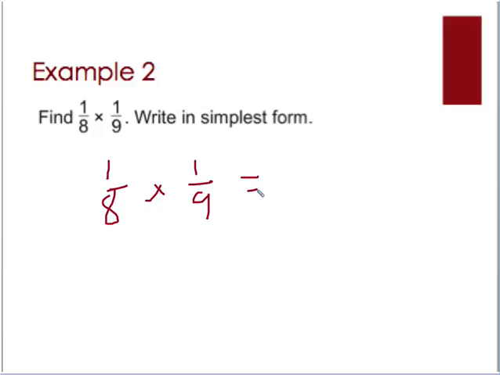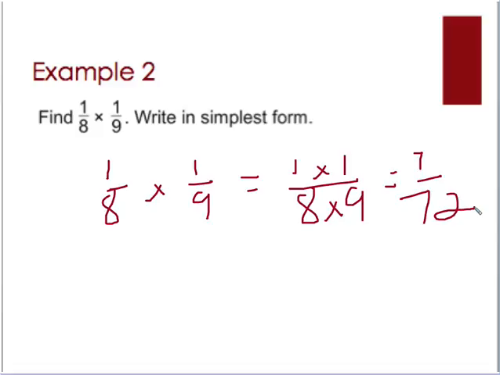Remember, we multiply the numerators. 1 times 1 on the top, 8 times 9 on the bottom. So we have 1 on the top and 72 on the bottom. How many of you got that correct? Yay! Let's move on to example 3.